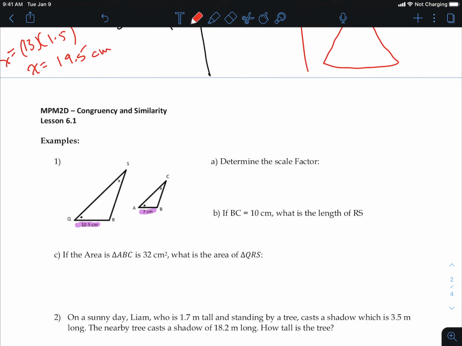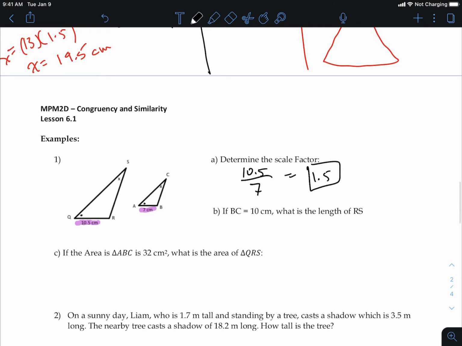What's the scale factor? What's 10.5 divided by 7? I got 1.5. So 3/2. I don't want to put 1/3. Okay. That's nice. That's useful.